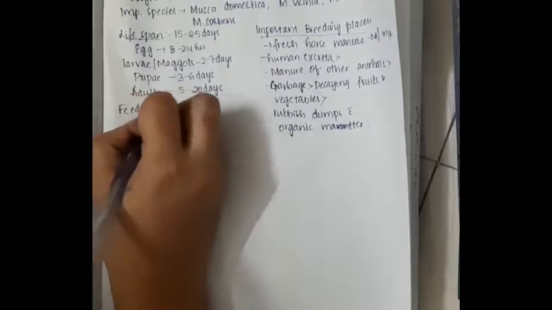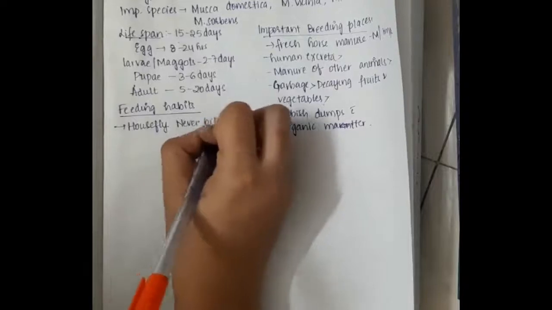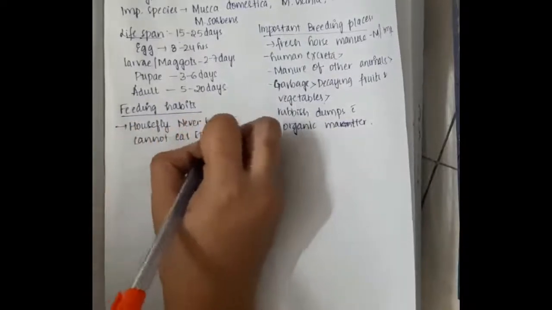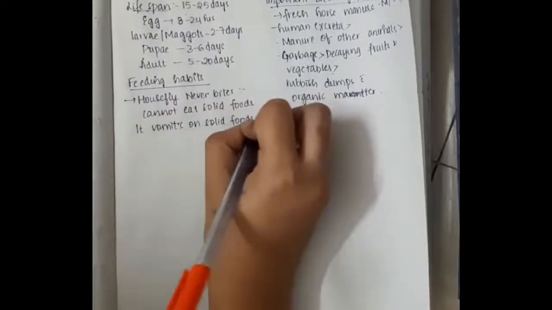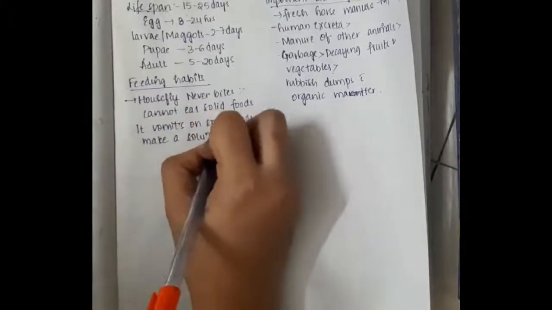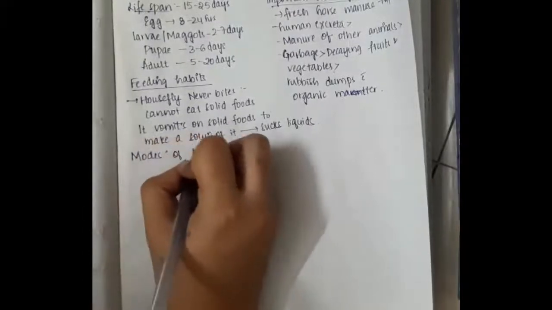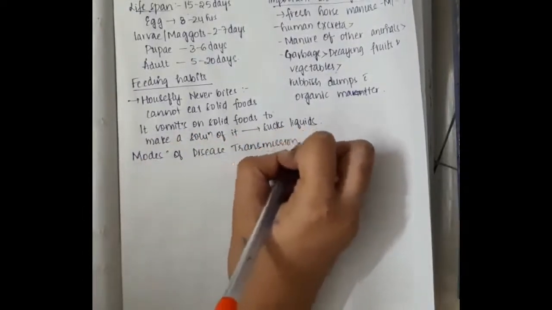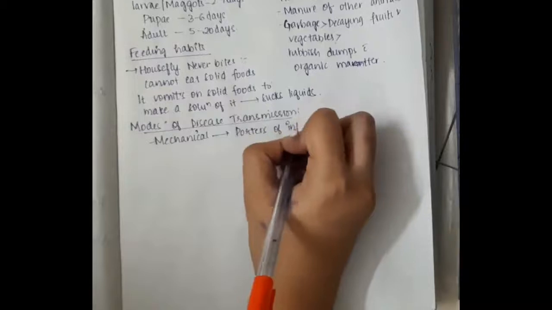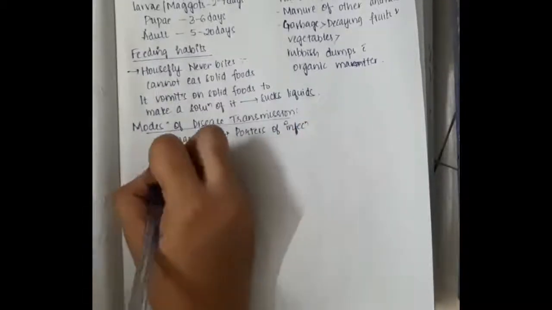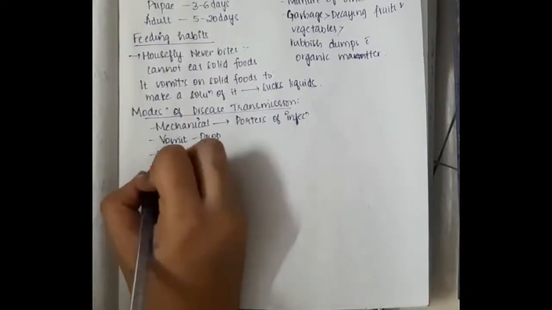Then the feeding habits. One important thing is that the housefly never bites. It cannot eat solid foods. It vomits gastric juices onto the solid foods, and with the help of the gastric juices, the solid foods are digested and form a solution, and this solution is sucked in by the housefly. The housefly is a mechanical vector, acting as a porter of infection. It also transmits infection through vomit drops and defecation.